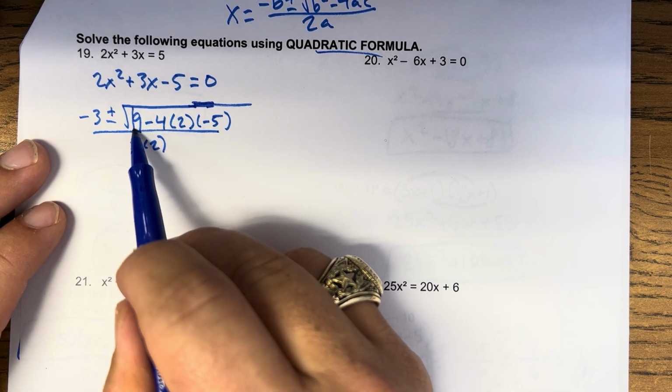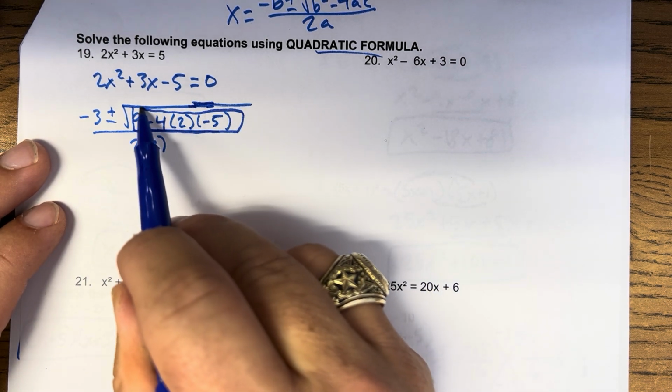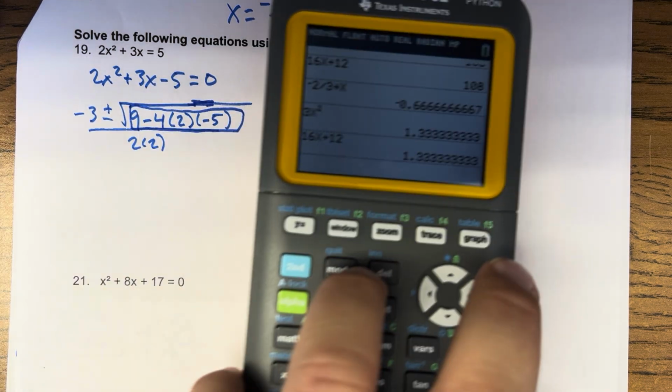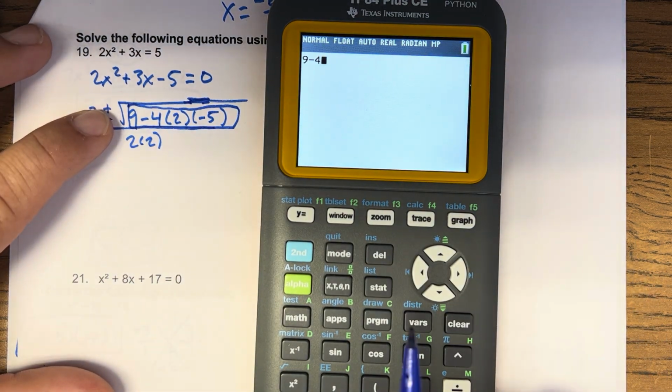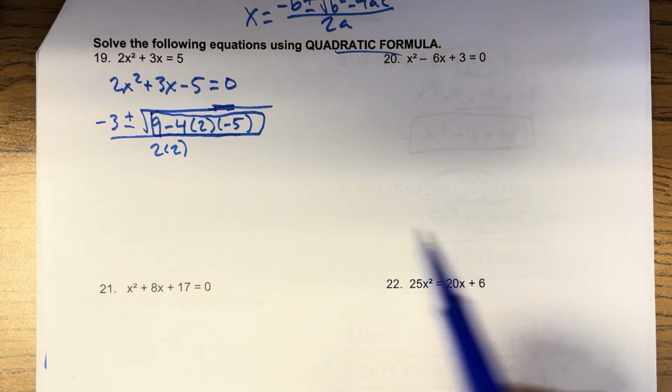Now I'm going to put this in my calculator, or you can do it mentally, either way. But in your calculator, I'm not going to do the square root. I'm just going to do 9 minus 4 times 2 times negative 5, 49.